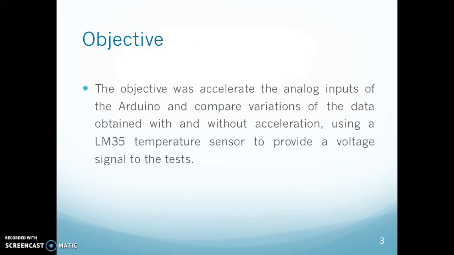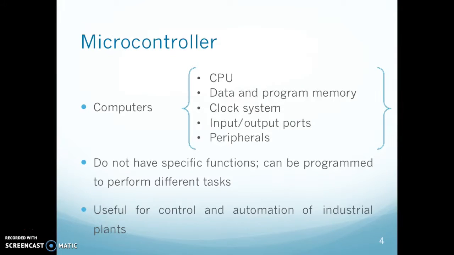The objective of this practice consisted of accelerating analog inputs of the Arduino and comparing variations of the data obtained with and without acceleration, using an LM35 temperature sensor to provide a voltage signal to the tests. First of all, we are going to explain some features of the microcontroller itself, as well as some of its parts and functions that are important to know for our practice.